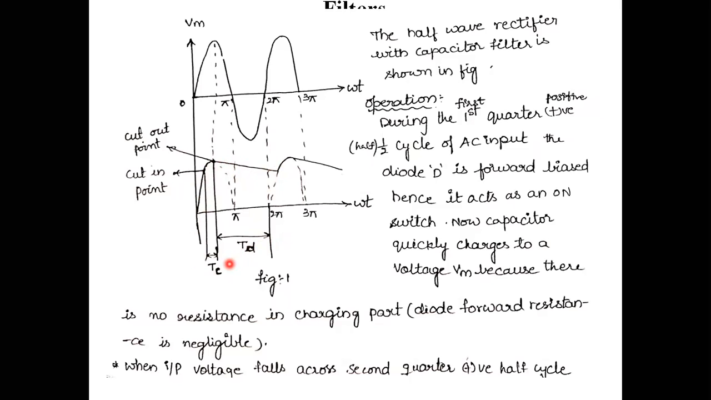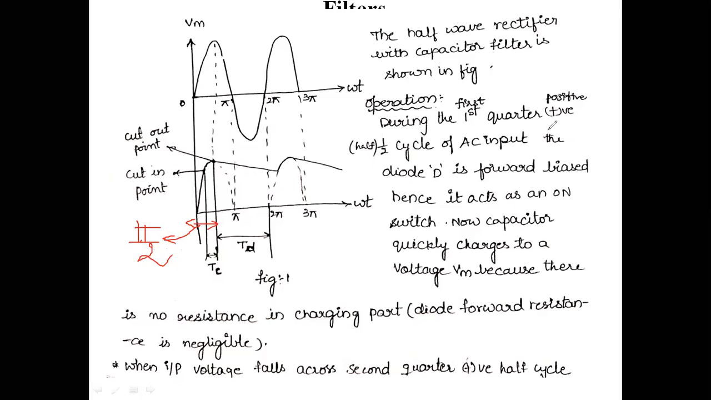Charging time we take as TC, discharging time we take as TD. During the first half cycle, that means the first quarter half cycle, this is the first quarter half cycle. We can call this first quarter cycle pi by 2. 0 to pi is a half cycle, and pi by 2 is the first quarter half cycle.